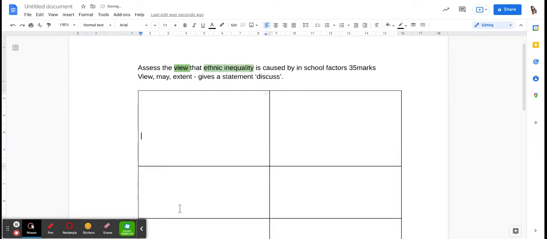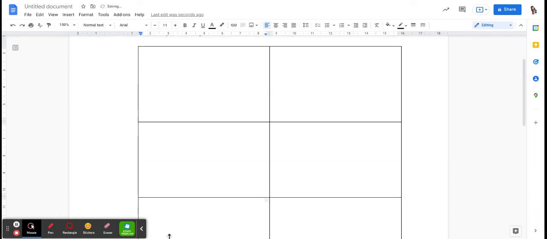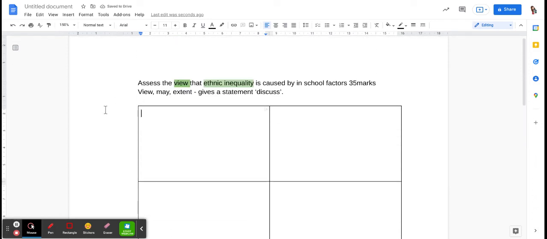Examiners don't know we use colour coordinated grids. They don't know anything about what we do, but that's what I see, and that's what makes me think of the green grid. This side is going to be that the ethnic inequality is caused by in-school. It's going to be all this side. And then this side is going to be outside.